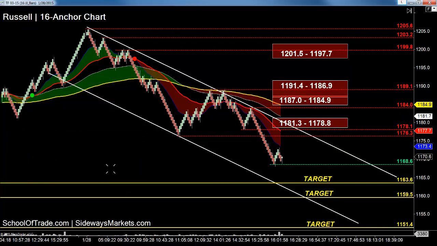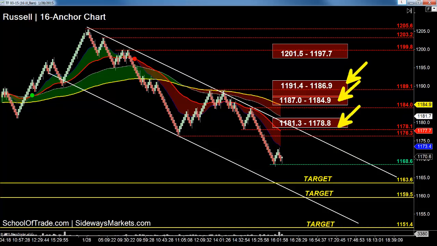What's my trend? Trend is down. How do I know? Red clouds, below the moving averages, lower lows, lower highs. Very easy to see, and we used volume to confirm on the last chart. So what's my plan? Sell, sell, sell.